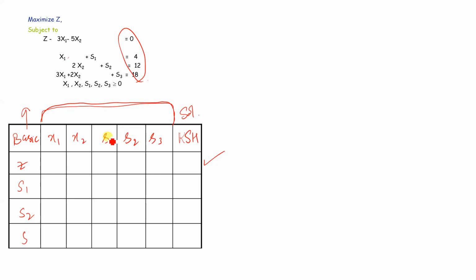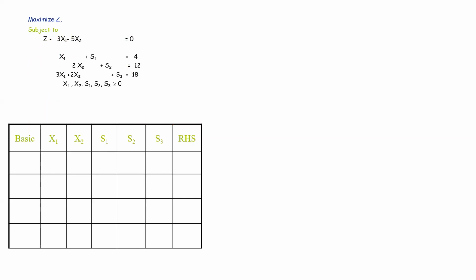Remember, you have to write all slack variables in the last 3 columns. Since in this case we have 3 slack variables, we have 3 basic variables, so these last 3 columns are dedicated to these slack variables. Non-basic variables are written initially in the initial columns, and then the slack variables are written in the last columns. So let's fill the table with the coefficients of these variables in each equation. Let's see how to do that.